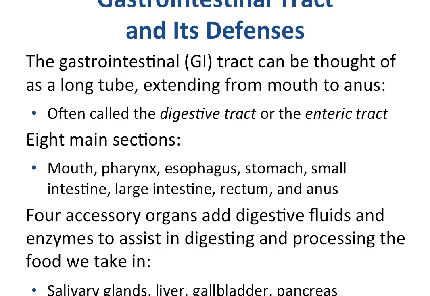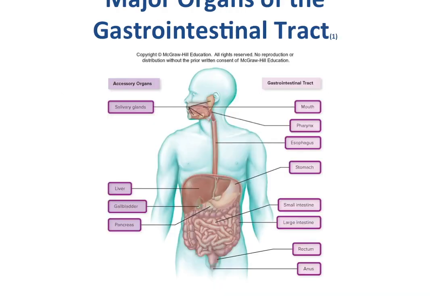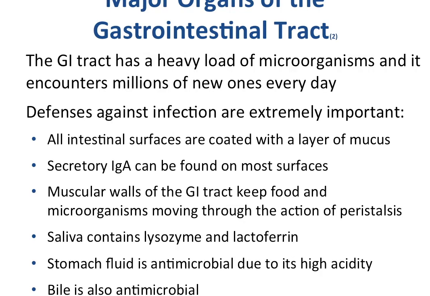The pancreas secretes digestive juice to help digestion. This is a diagram of the GI tract. The GI tract is the major system that digests our food and provides nutrients.